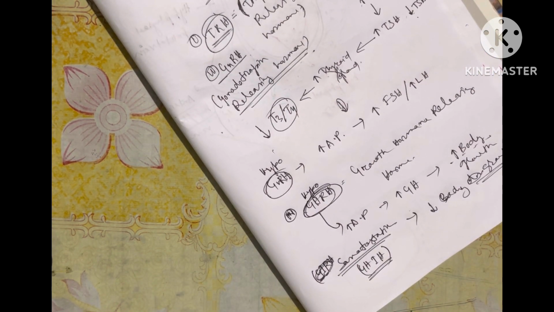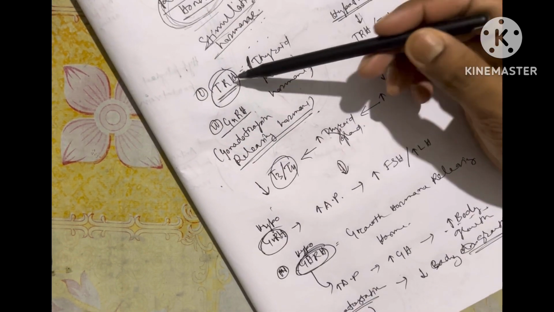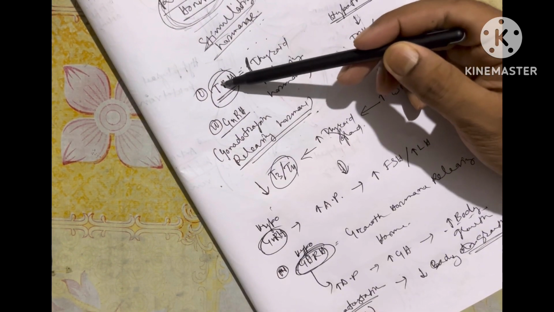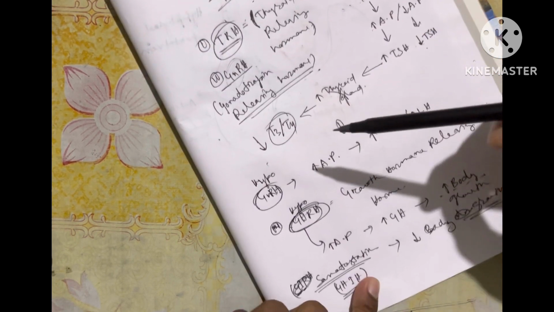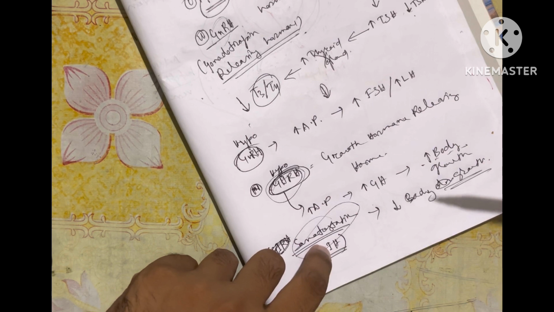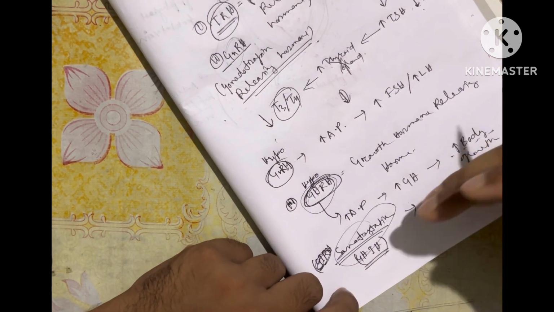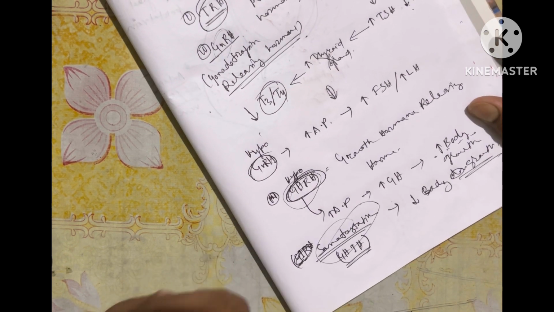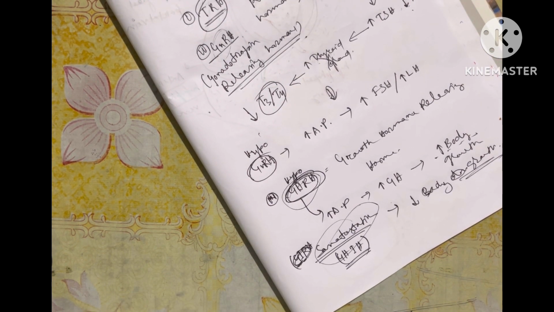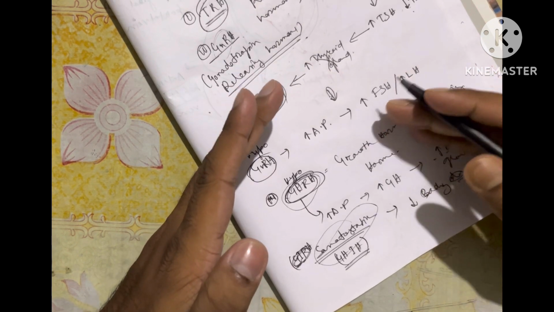In the next video we'll continue this lecture. Here I'm going to discuss one by one: what is TRH, what is GnRH, what is GHRH, what is somatostatin, and there are prolactin inhibitory hormone and prolactin releasing hormone. So in these upcoming lectures we'll discuss it. Because this video will become too long, I'm going to make another video for the proper discussion of the hypothalamic releasing and inhibitory hormones.